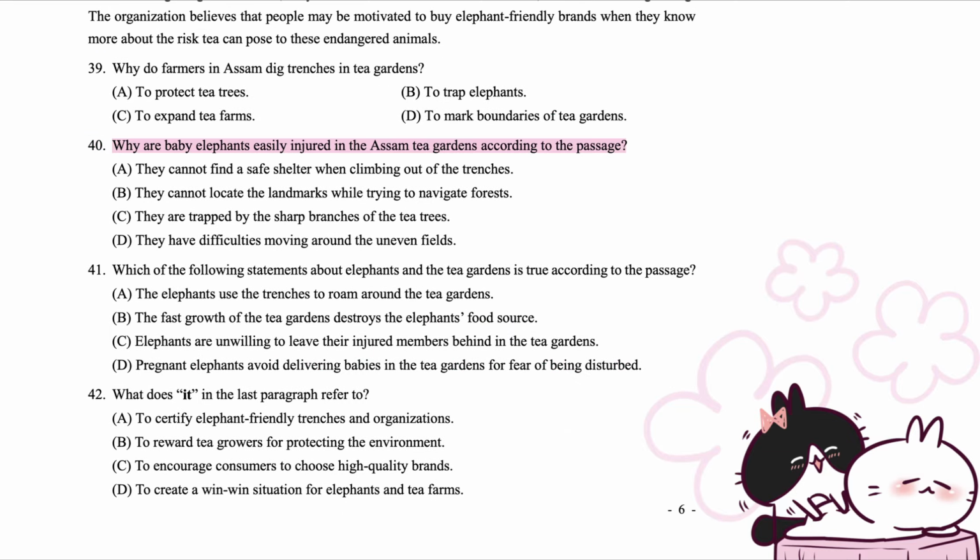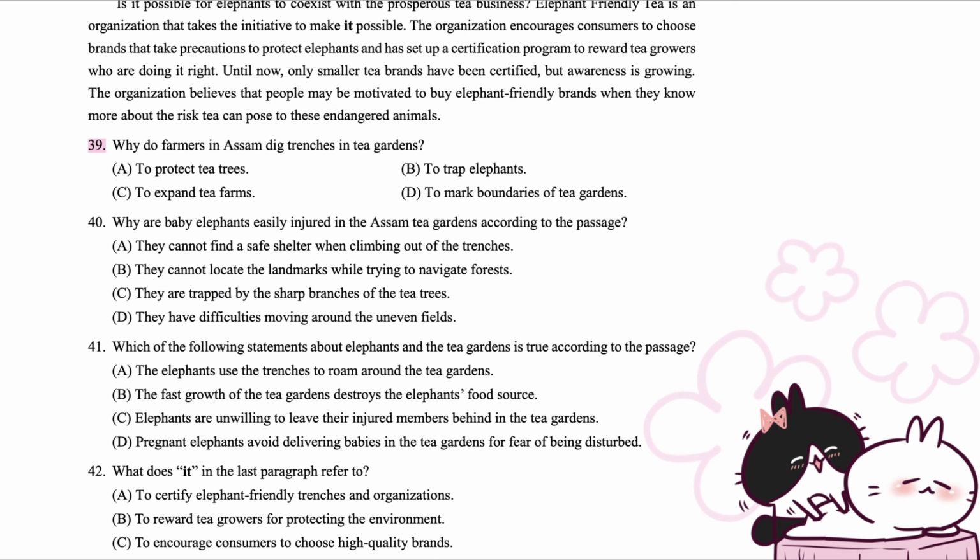40. Why are baby elephants easily injured in the Assam tea gardens according to the passage? A. They cannot find a safe shelter when climbing out of the trenches. B. They cannot locate the landmarks while trying to navigate forests. C. They are trapped by the sharp branches of the tea trees. D. They have difficulties moving around the uneven fields.